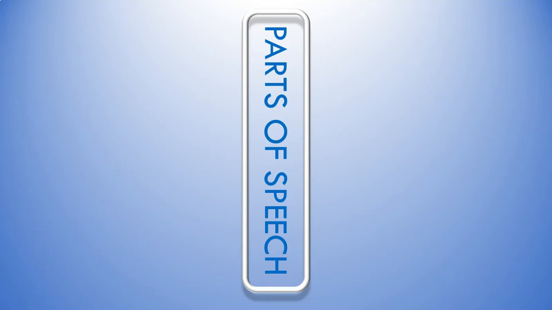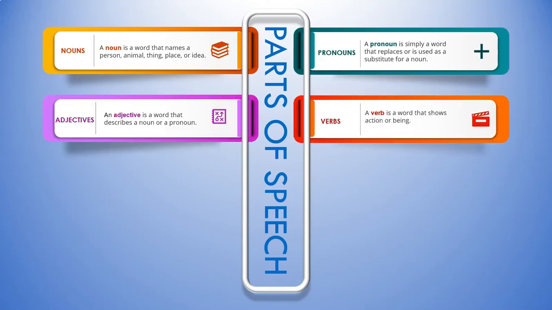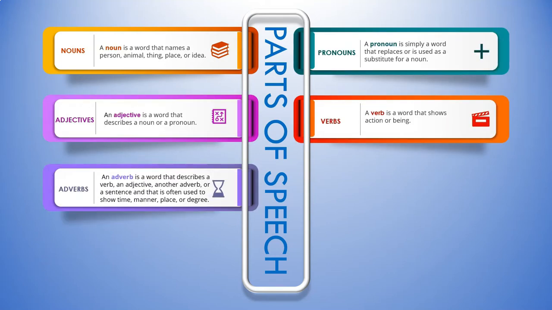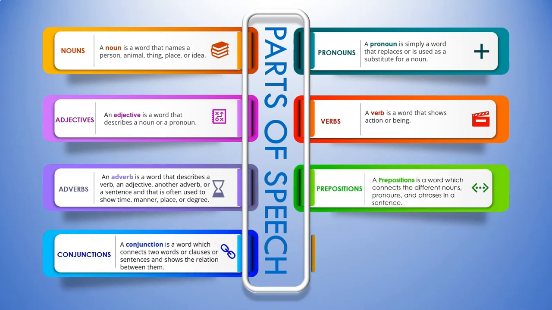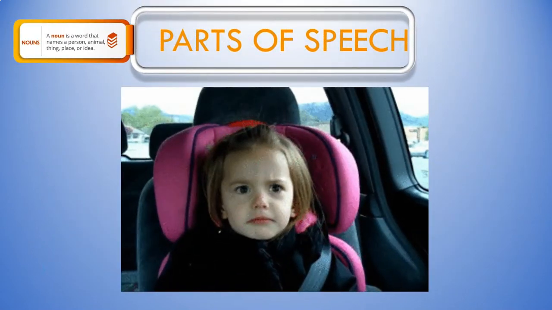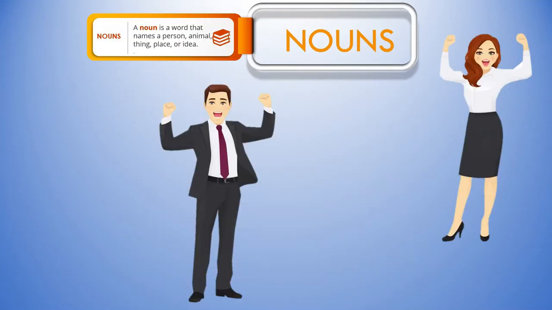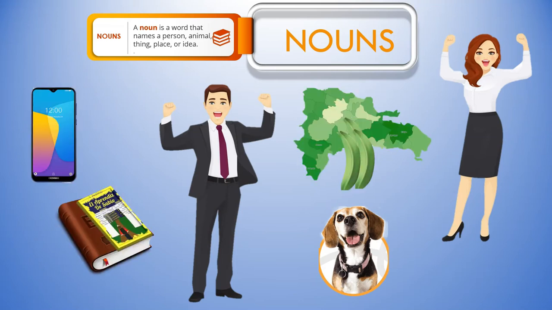The main parts of speech are 8: nouns, pronouns, adjectives, verbs, adverbs, prepositions, conjunctions, and interjections. Look around. Anything that you can name is a noun, be it a person, animal, theme, place, or even some abstract concept. If it has a name, it's a noun.